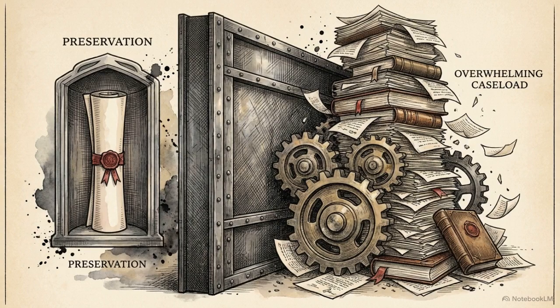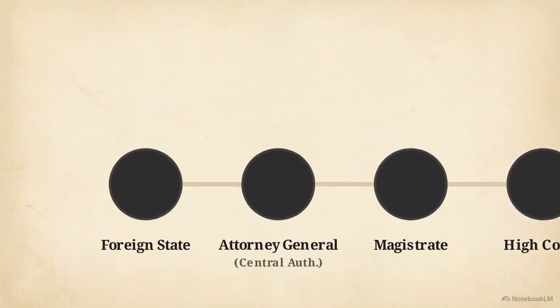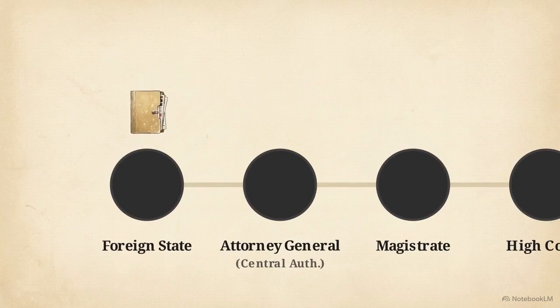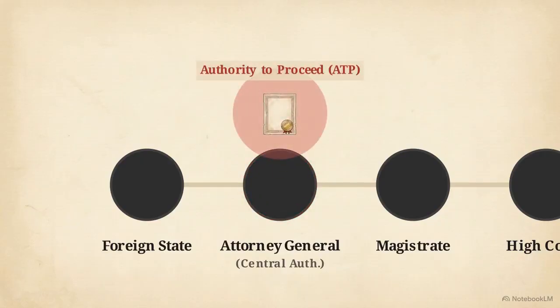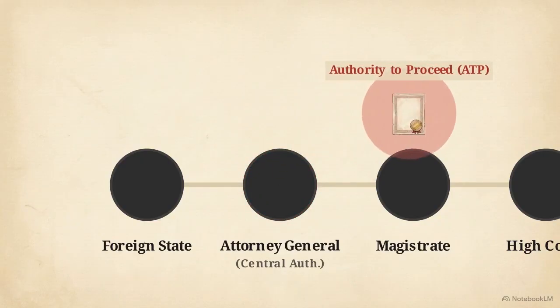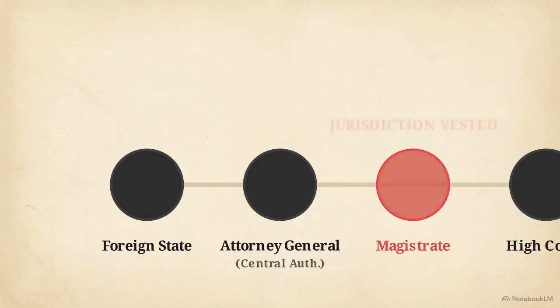Zooming into Phase 1, the initiation begins when the requesting state sends their record of case to the TNT Attorney General. If satisfied, the AG issues an authority to proceed, or ATP, vesting the local magistrate with official jurisdiction.